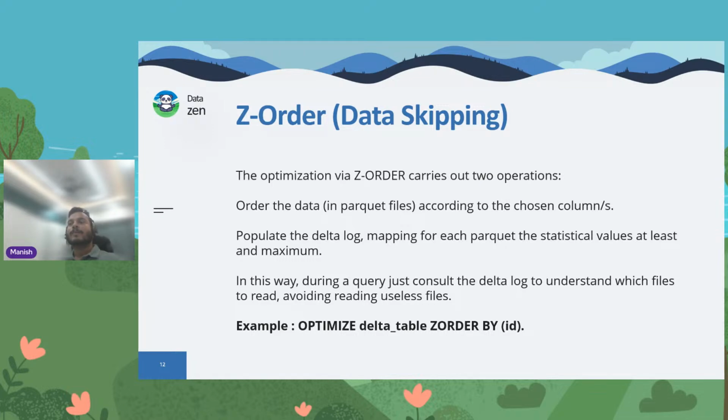So the command here is, you can use z order with the optimize command. You have to provide optimize, then the table name, then z order by using which column you want to do. Here in this example, our table name is delta table, and in the example I have used the id column here. I will show you the example for better understanding in the next slide as well.